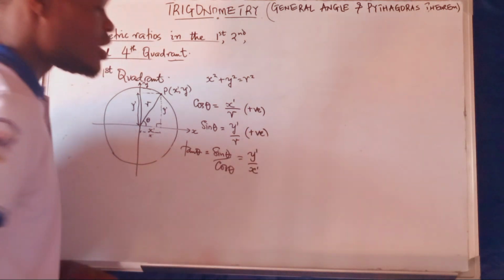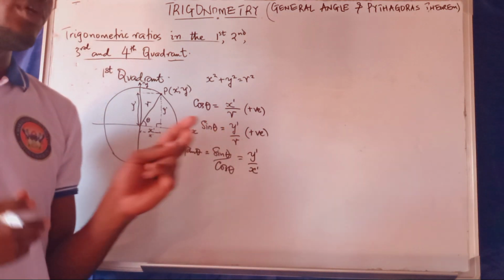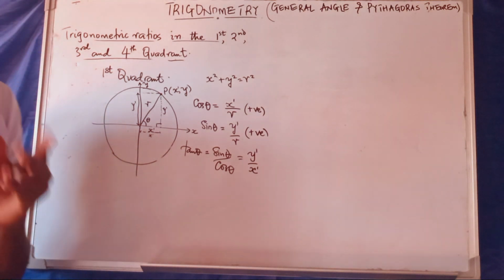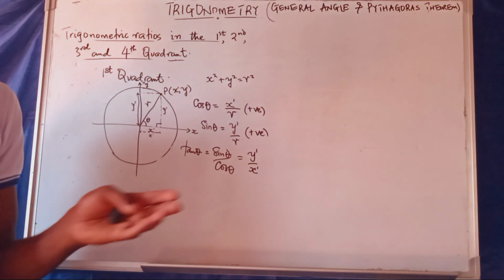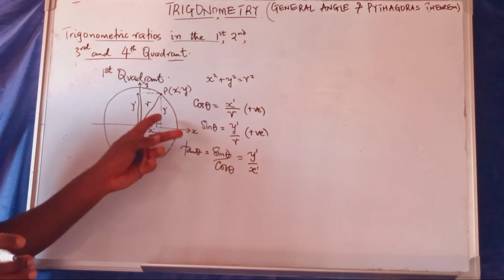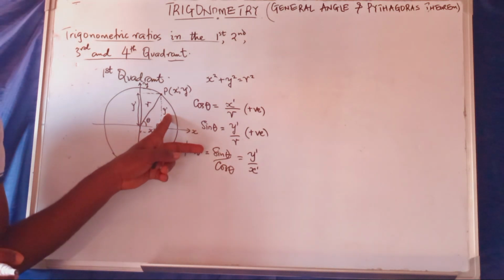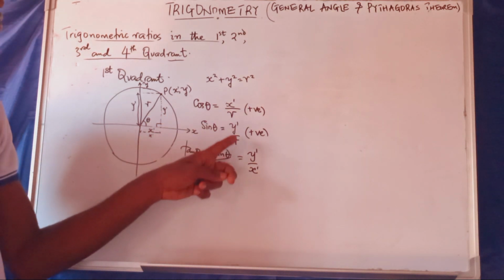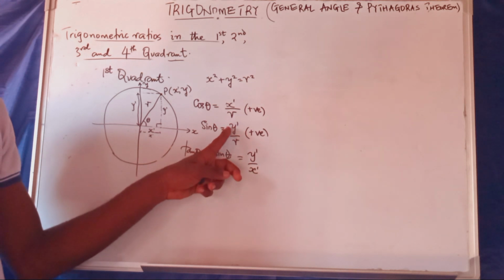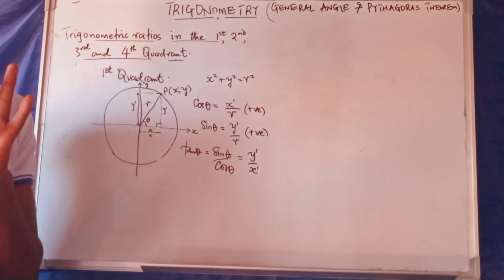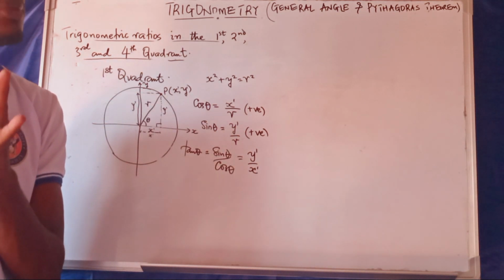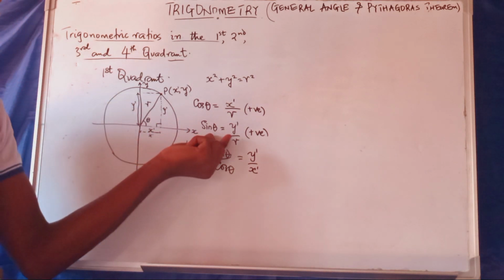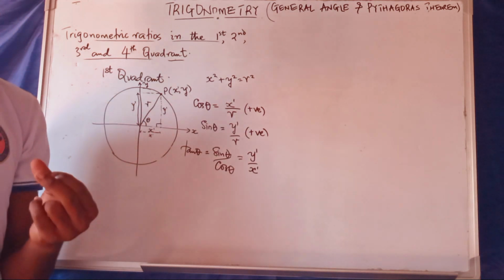Positive. Why? Because the radius of a circle will never be negative. That is obvious. So now the y that we are dealing with is positive. Since this y is positive in the first quadrant, remember, it's the one that we are talking about. It means that the sign is always positive in the first quadrant.